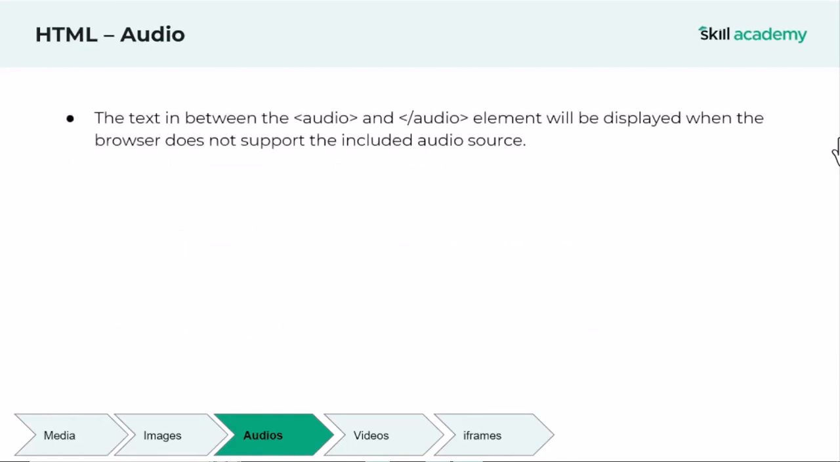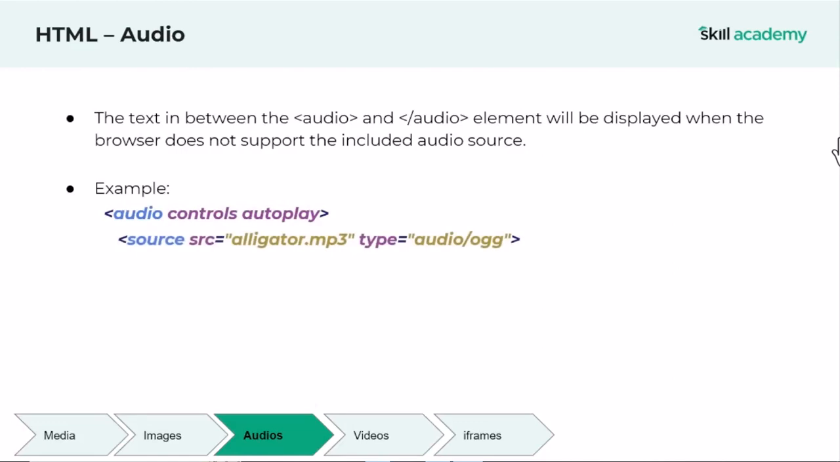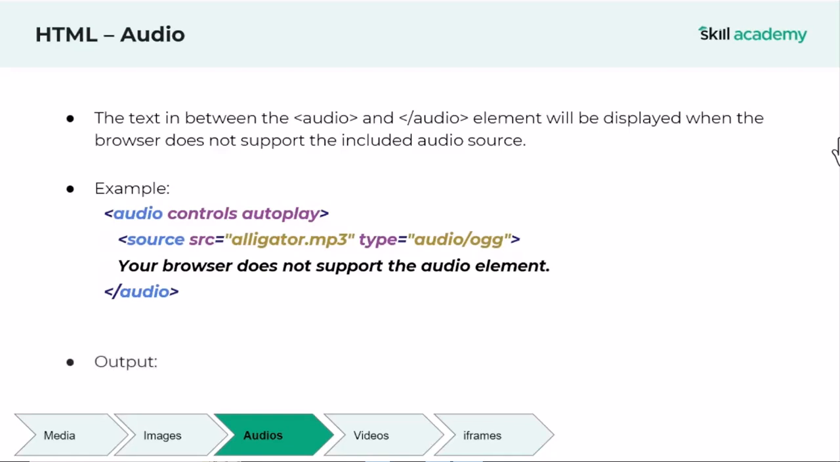Now, the text in between the audio and the closing audio element will be displayed when the browser does not support the included audio source. So guys, sometimes your browser won't be able to play an audio file. This is how you are going to write the code. The text between the starting audio and the closing audio tag will be displayed if our browser does not support the audio element. So this is the syntax of using an HTML audio element. Practically, I'll show you how we can use this audio element.